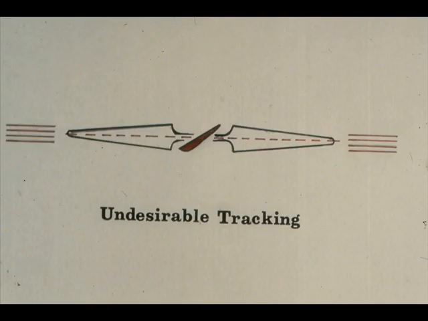For instance, if the 6 blades on this fan create tracking patterns like this, it would be considered very undesirable. Again, blades that are not tracking result in imbalance, which causes other problems.